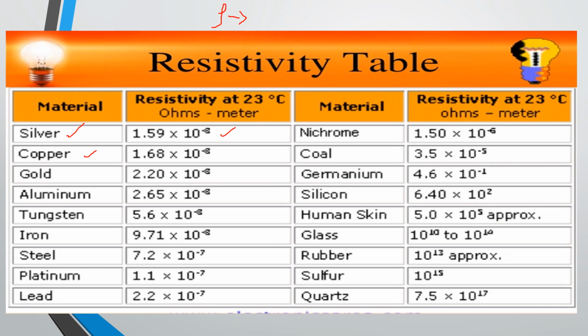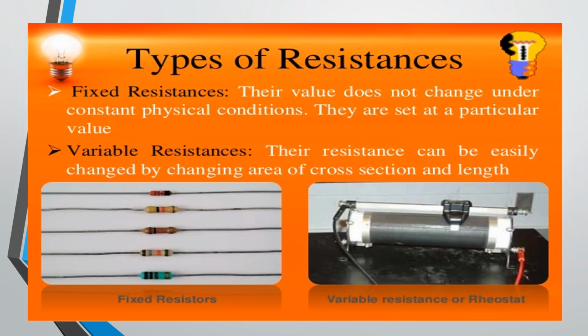If you compare quartz and silver, quartz has more resistance when compared to silver, because silver has less resistivity, since silver carries more conductivity of the electrons.